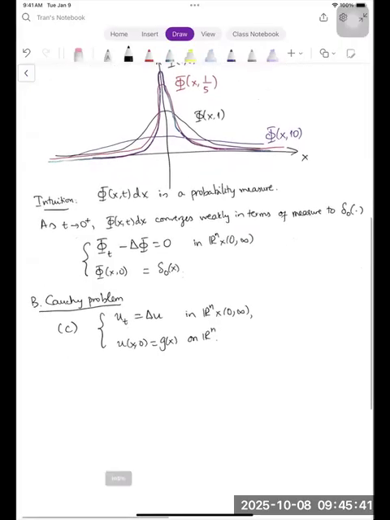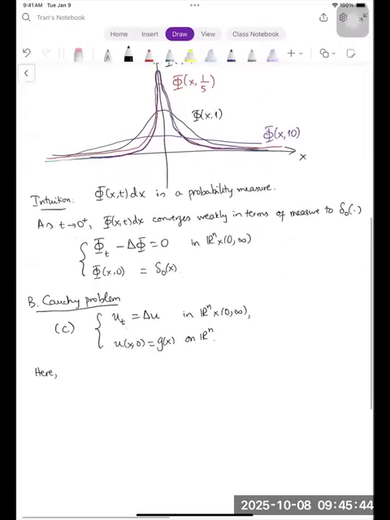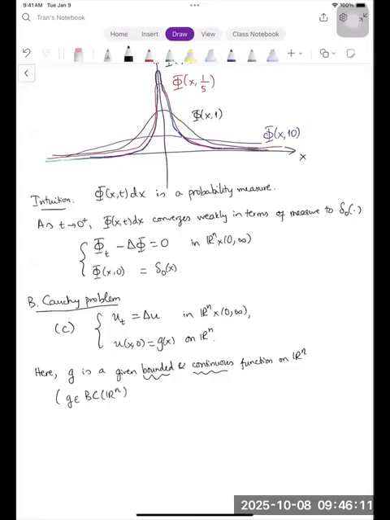So here in our setting, g is a given bounded and continuous function on R^n. Okay, so it's bounded and continuous. Notationally, you can say that g is in BC of R^n. B stands for bounded and C stands for continuous.